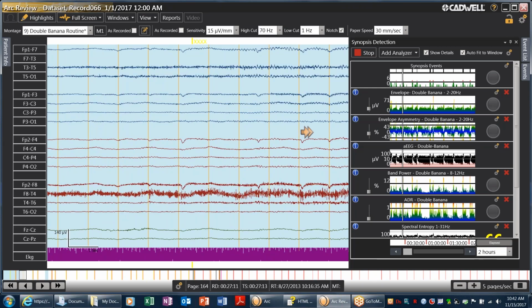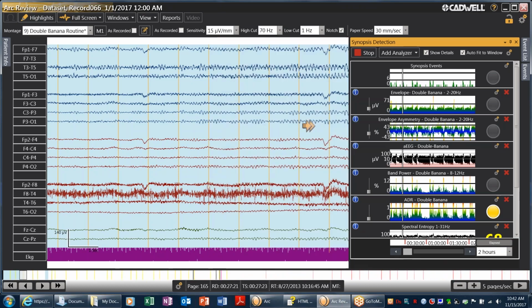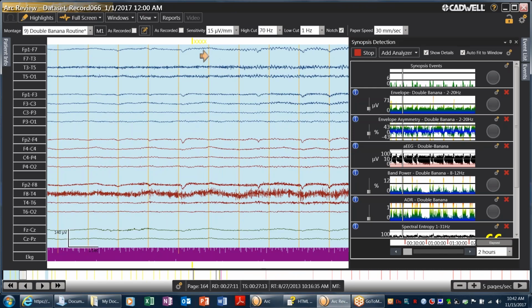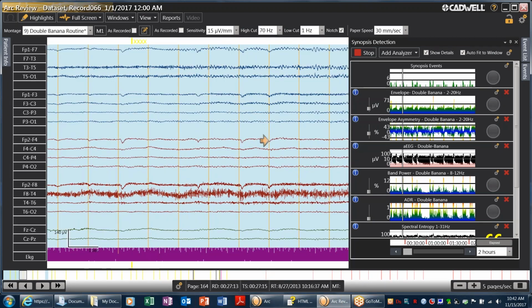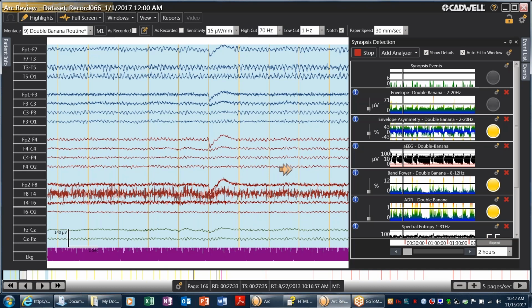Here we've kind of played with this analyzer already, but we can certainly move this back up and take some of these labels off. So we can see here the rhythmic activity that begins here on the left and progresses to involve the right parasagittal chain fairly quickly. And then you see it here evolve throughout all the lead sets.